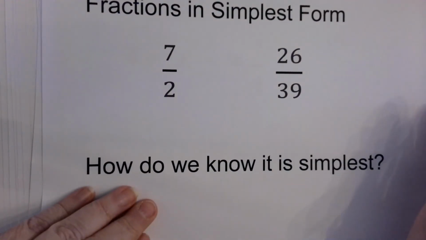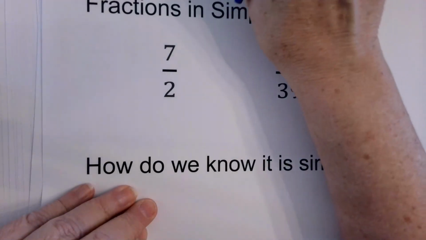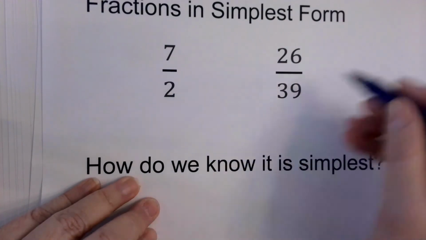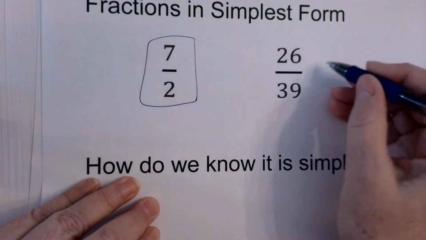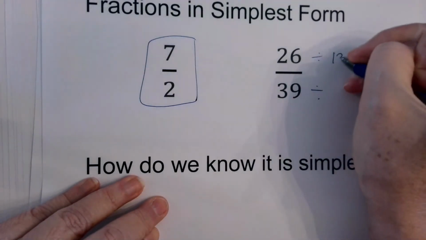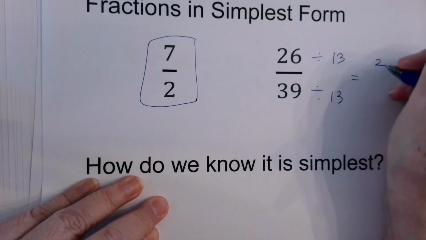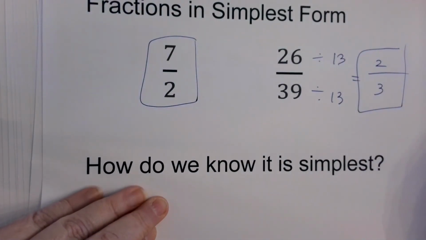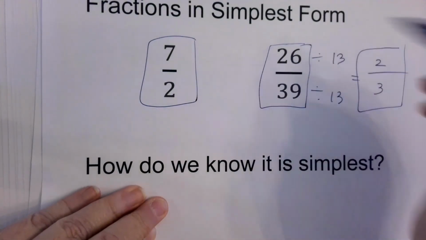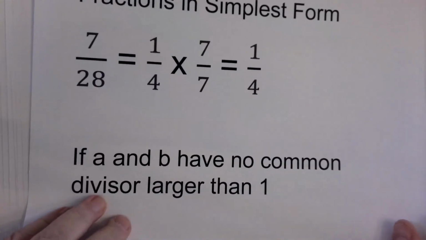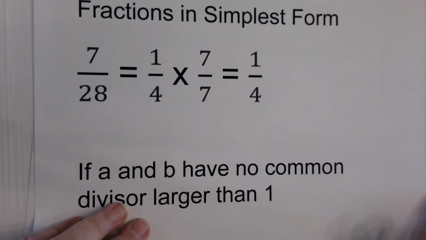Let's go back to simplifying fractions. I can't divide 7 and 2 by the same number. They have nothing in common. So that's my answer. But I can divide 26 and 39 by the same number. I can divide them both by 13. Divide the top by 13, divide the bottom by 13. I have a more reduced fraction. It's the same as 26/39, but it's simplified, it's reduced. That's how you make fractions in their simplest form.